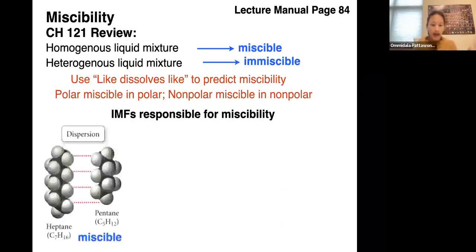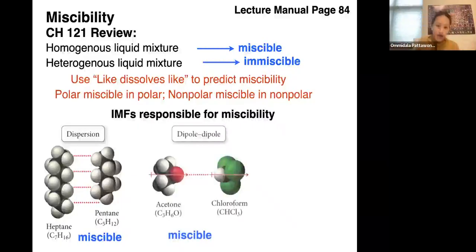What do I mean by that? For example, if you have heptane and pentane, they both are non-polar. Because they both are non-polar, they have the same type of IMF, and that IMF is dispersion. Therefore, they are going to interact with each other easily, so they are able to mix and form a homogeneous mixture.